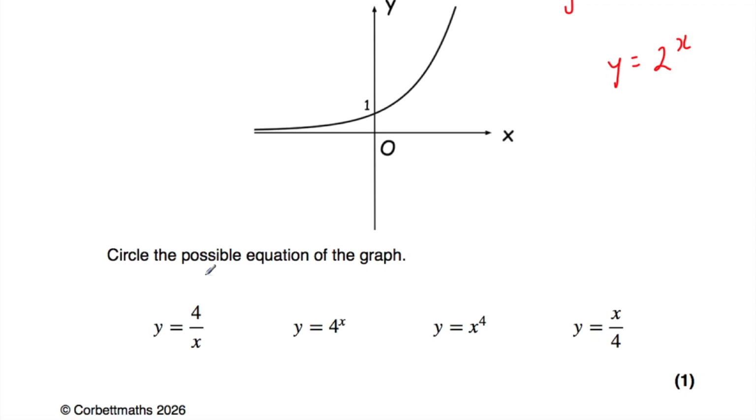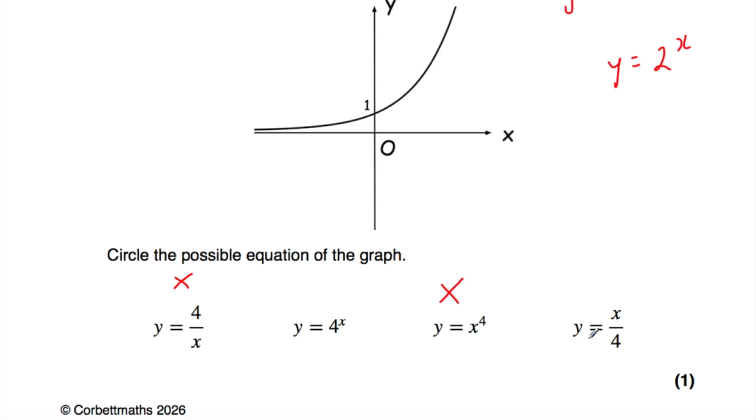So our options are y equals 4 over x, that's a reciprocal graph, we looked at that previously, so it's not that one. Y equals 4 to the power of x, that's perfect, so I think that's going to be our answer. Let's just check some of our options here. Y equals x to the power of 4. Well, if you actually sketch this one and you do a little xy table, you'll find it's a bit like a quadratic graph, but it's even steeper, so it's not going to be that one.